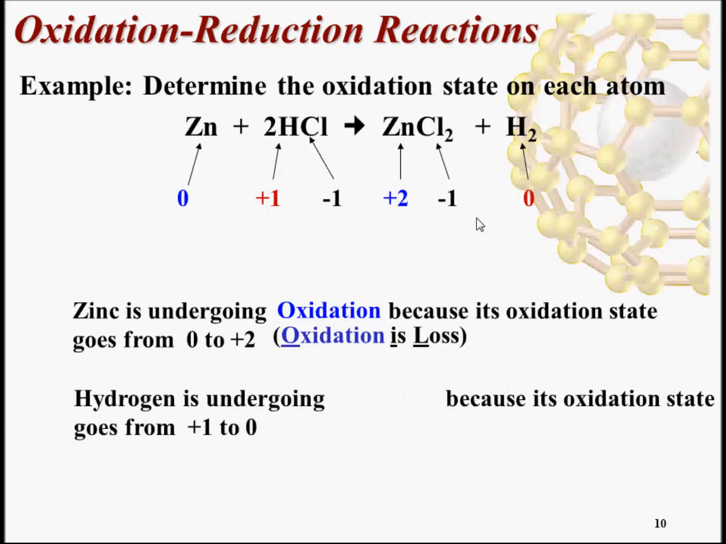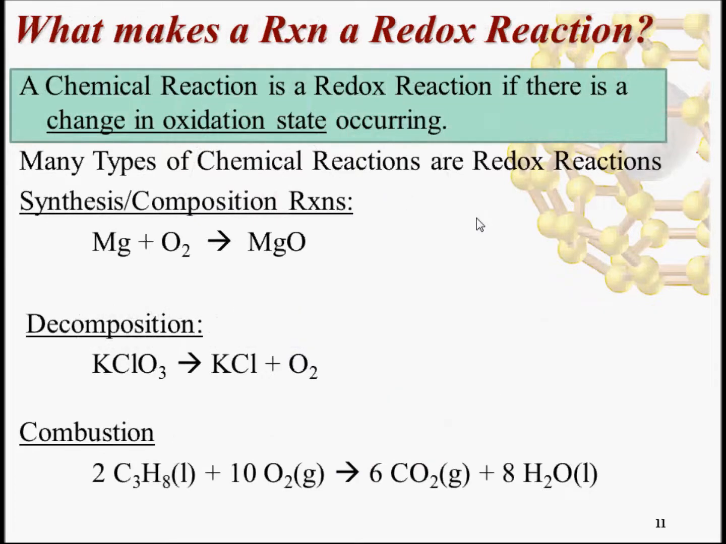Its charge went down from +1 to 0. Remember, reduction is gain. So the hydrogen must have gained an electron in this case. So that's kind of what you do to figure out who's being oxidized, who's being reduced. Figure out the oxidation numbers before and after, and look to see who is changing. Okay. Now, there's all kinds of reactions that fit this category of redox reactions.